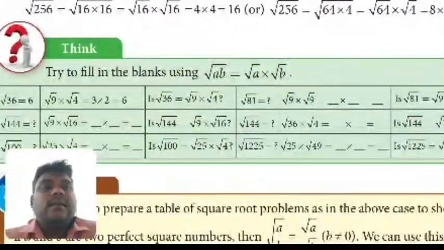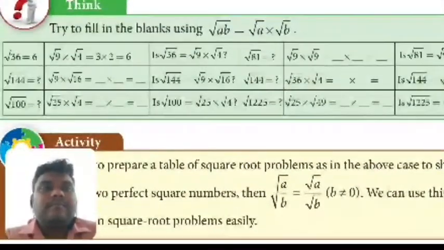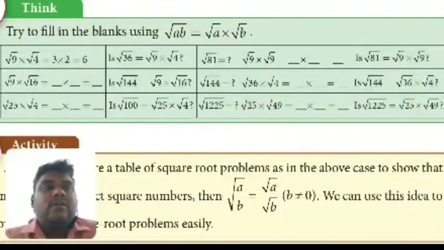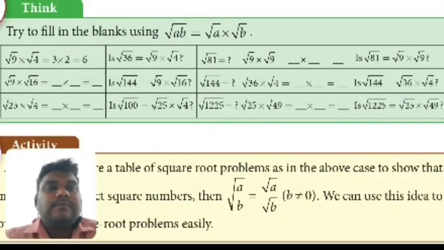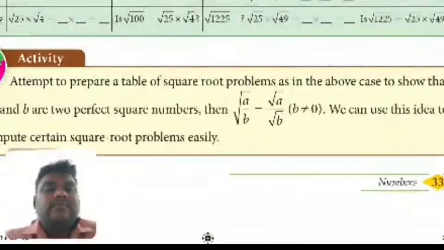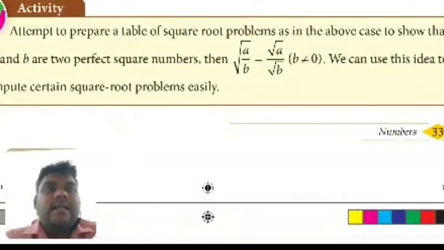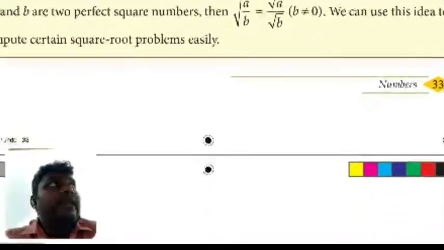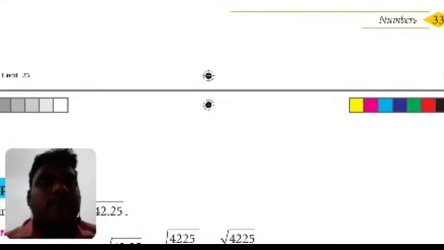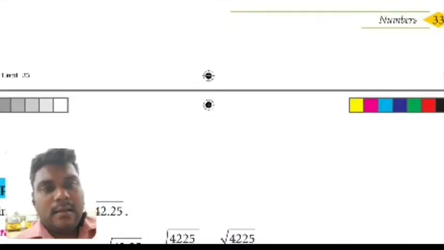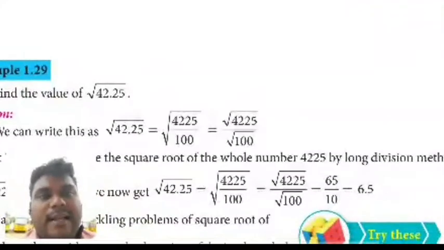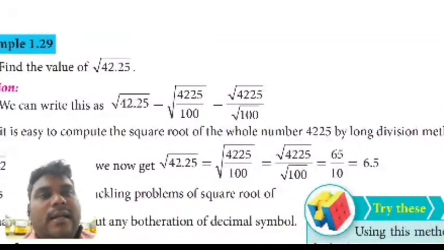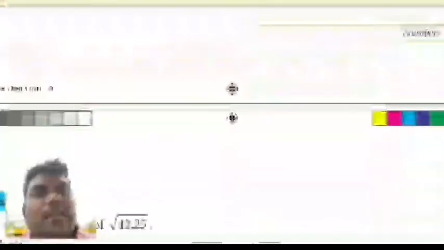And next, the table is there, you can try the table. Okay, next: root a by b equals root a by root b. Find the value of... and the examples with decimals for the same sum are given here.